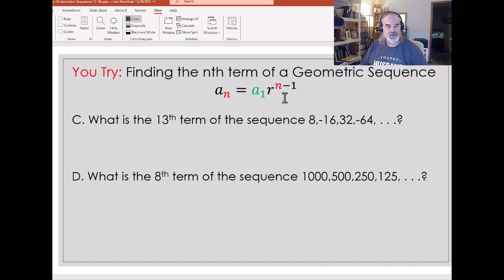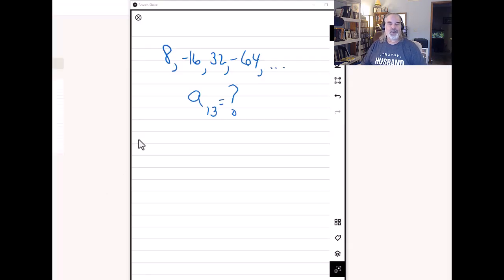Again, I'm taking notes here. You'll see them in a second. I want to make sure I get them jotted down so I don't have to flip back and forth. Okay, so here are my notes about this problem. I'm given the sequence that starts with 8, -16, 32, -64. What is the 13th number in this sequence?